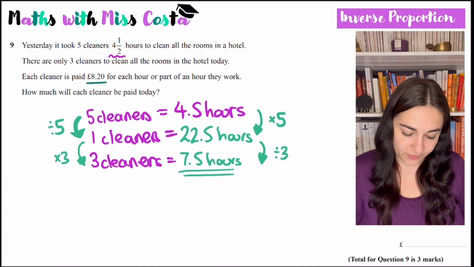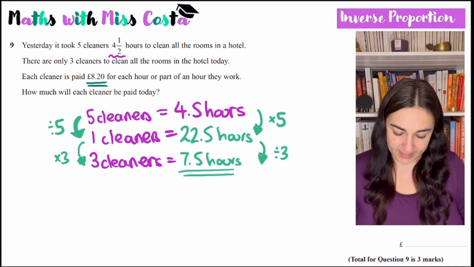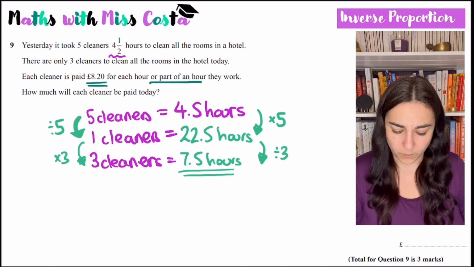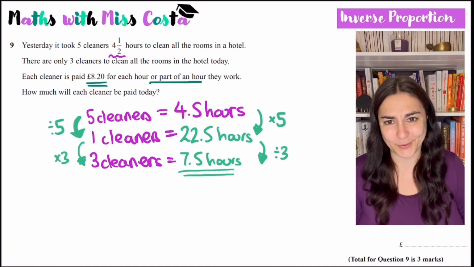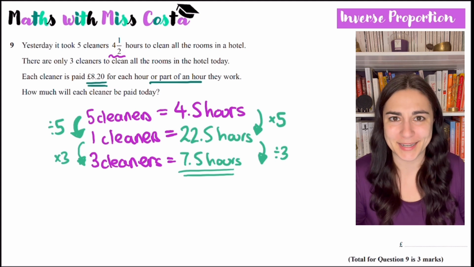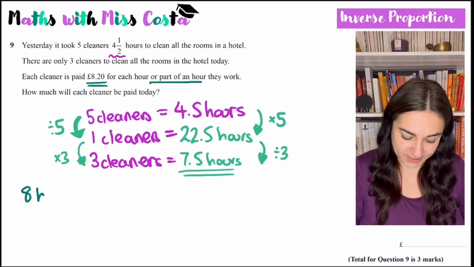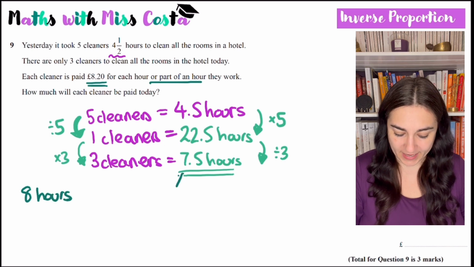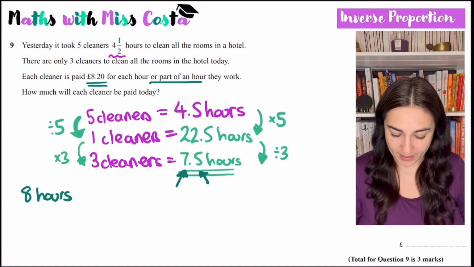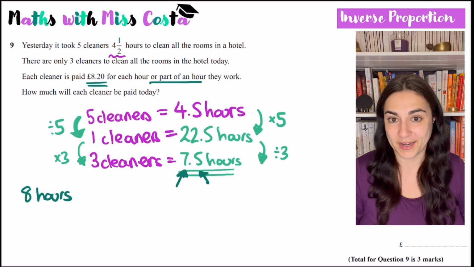I know that each cleaner is paid £8.20 for each hour or part of an hour they work. That's quite nice. So if they worked for like 2 minutes, they'd get paid for an hour. So therefore, that means that in total, they're going to get paid for 8 hours, because 7 total hours and then 0.5 of an hour counts as part of an hour.